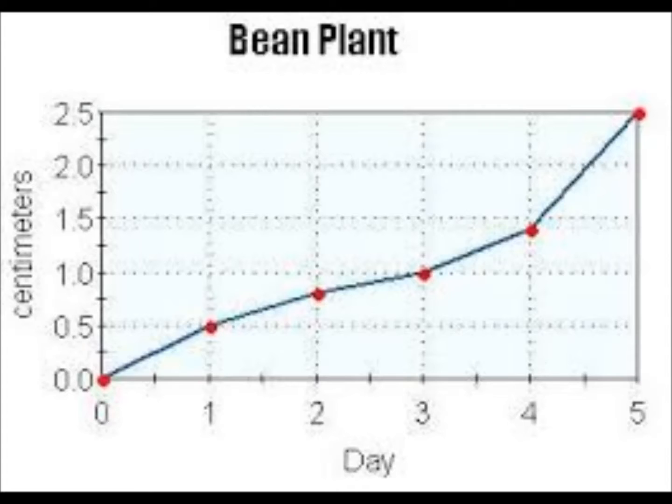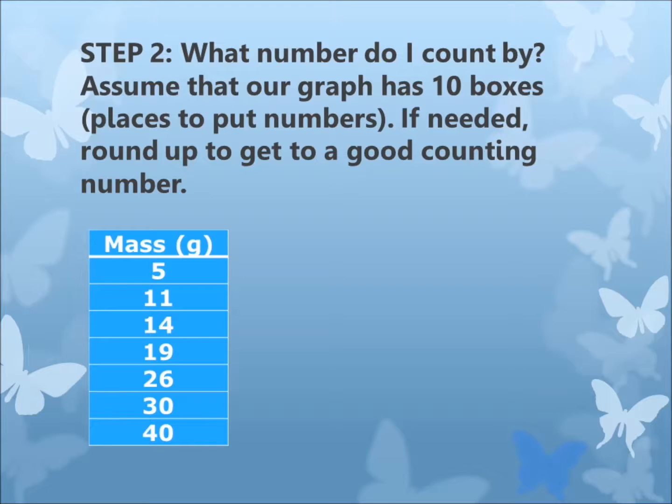Now each line is worth 0.5, but there's 10 places to put numbers. So this is what I'm talking about. If you're going up, 1, 2, 3, 4, 5, 6, 7, 8, 9, 10 also. And going up, there's only 0.25 for each line. So 10 places to put numbers. So remember, if you need to, go ahead and round up.